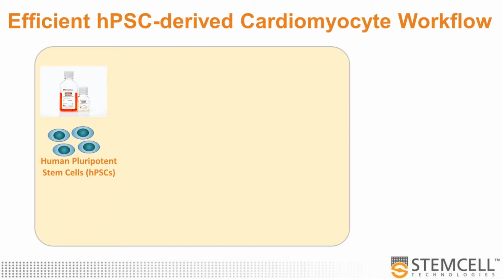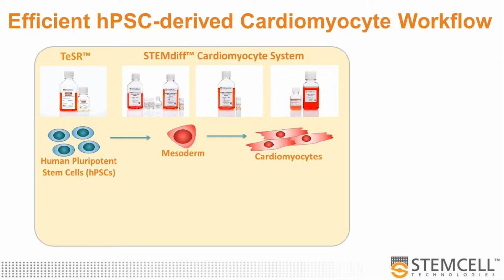So to begin with, I just want to go over the workflow that we use to make cardiomyocytes from human pluripotent stem cells. We start with high-quality hPSCs that are cultured and maintained in our mTeSR medium. We then enter the cardiomyocyte differentiation protocol using the STEMdiff Cardiomyocyte system. This set of media can be used to push the hPSCs down their developmental lineage to cardiomyocytes, passing through cardiac mesoderm and finally into cardiomyocytes. We'll go through this in a little more detail.